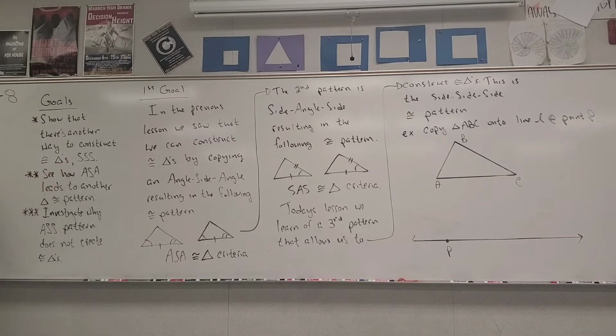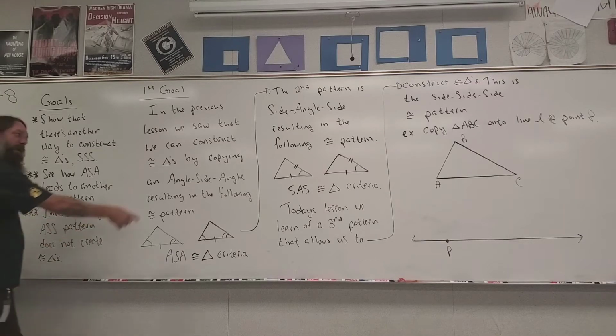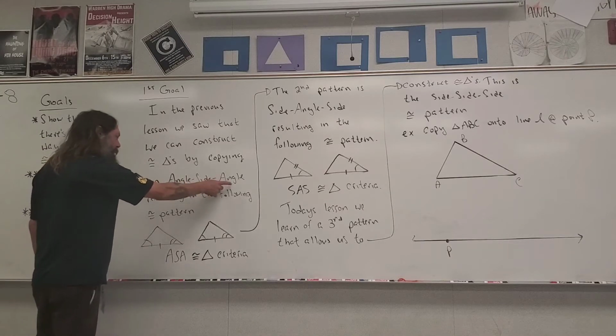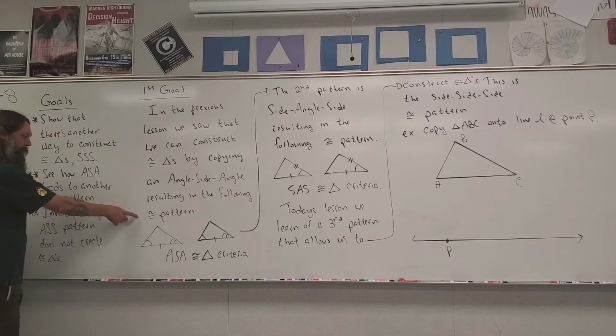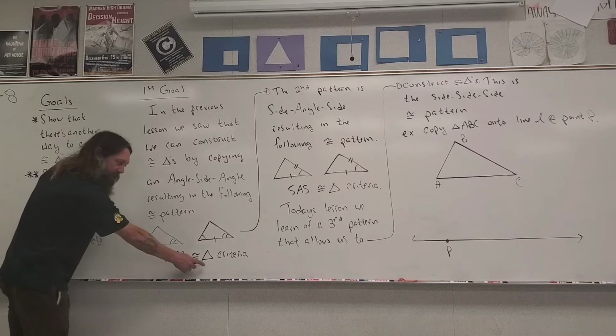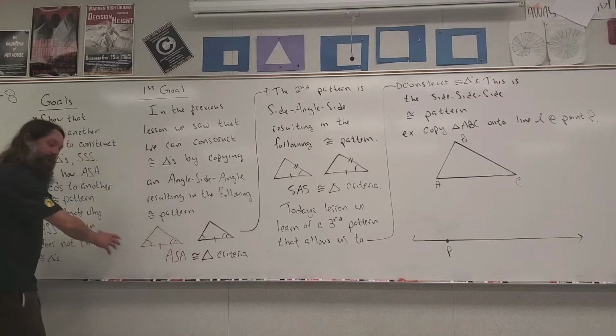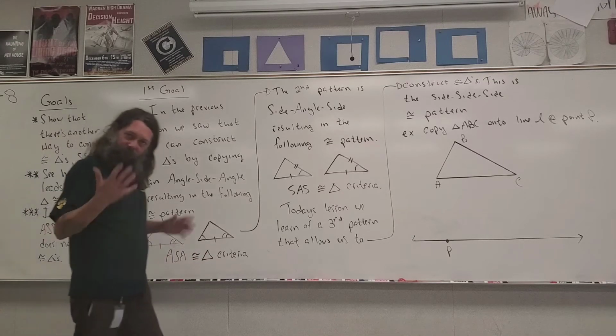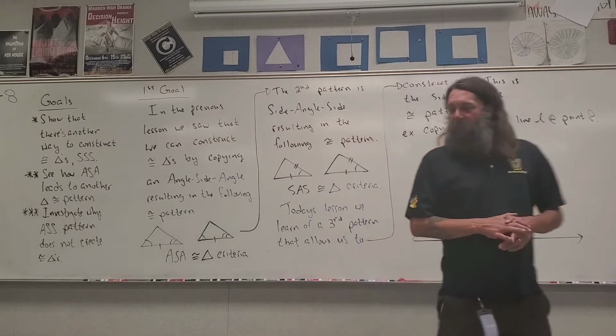Alright, our first goal, show that there's another way to construct congruent triangles, the side side side method. In the previous lesson, we saw that we can construct congruent triangles by copying an angle, a side, and an angle, resulting in the following congruence pattern. This is the angle side angle triangle congruence criteria. We have this pattern, we have congruent triangles. Okay, very important that we recognize that pattern.